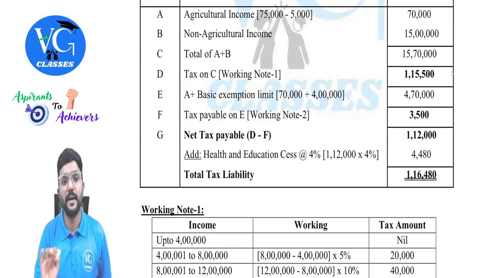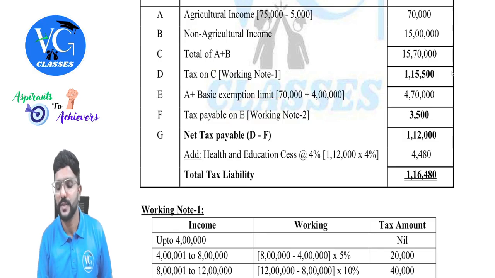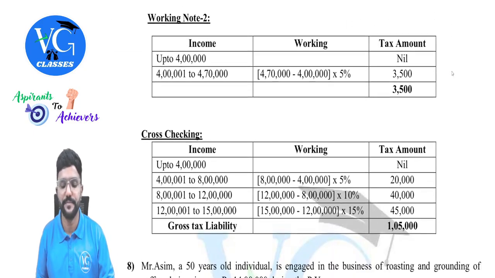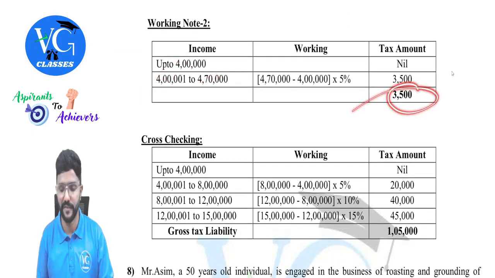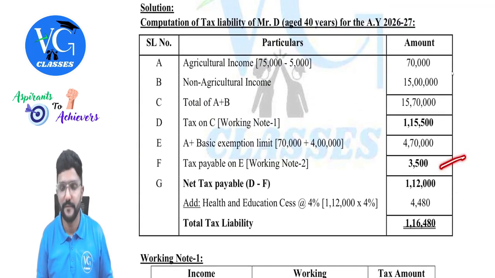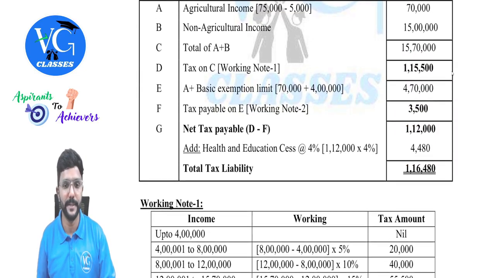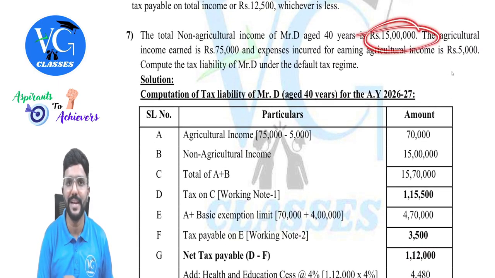A, that means agriculture income. Agriculture income plus basic exemption limit. So 70,000 plus 4 lakh, which is the basic exemption limit under the default regime, guys. So you'll get 4.70 lakh. Calculate tax on that. Up to 4 lakh nil, 4 to 4.70 lakh it is 5%. We will get 3,500. Now deduct 3,500 from 1,15,500. You will get 1,12,000. No rebate because the non-agriculture income is more than 12 lakh.